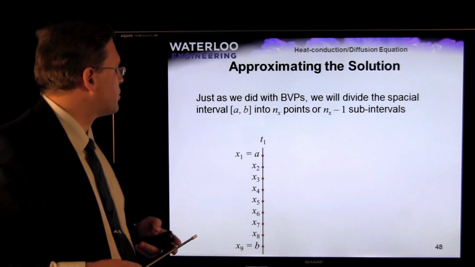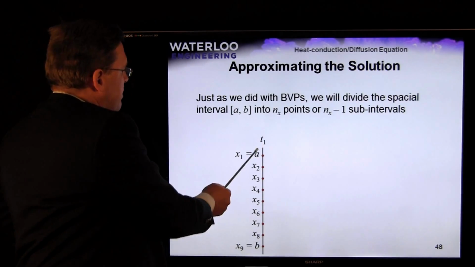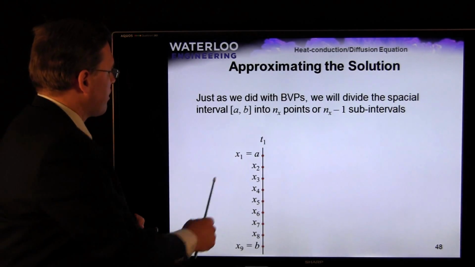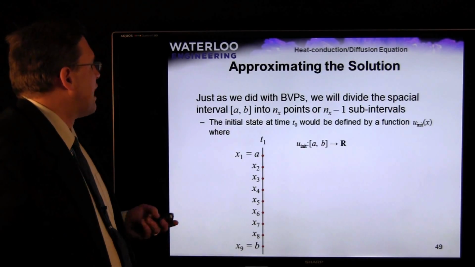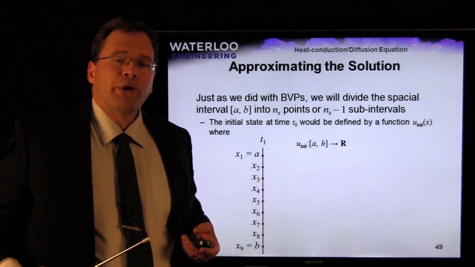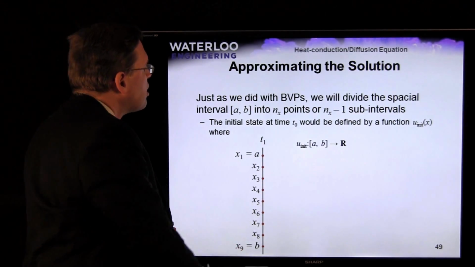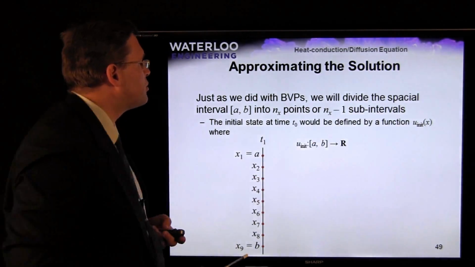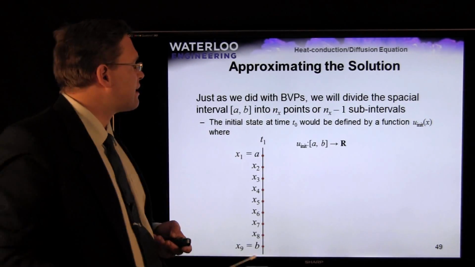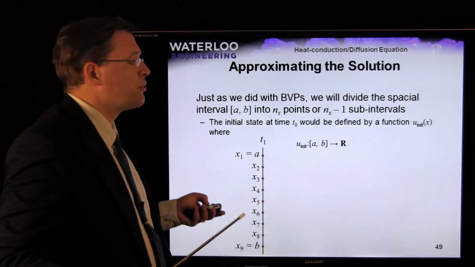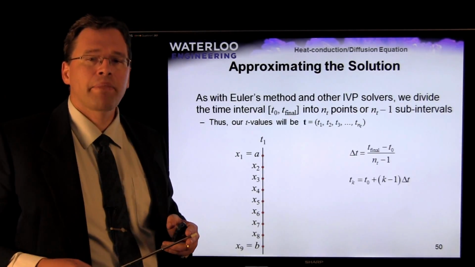Okay, going back to our boundary value problem, we divide the interval up into n sub x points, and our first point is a, our second point is b. Now, at each of those points, we need to determine what the initial state is. So we're going to have to pass in a function u sub init. U sub init is a function of x, or space, and it's going to map each point of the interval onto some value in R, the initial state.